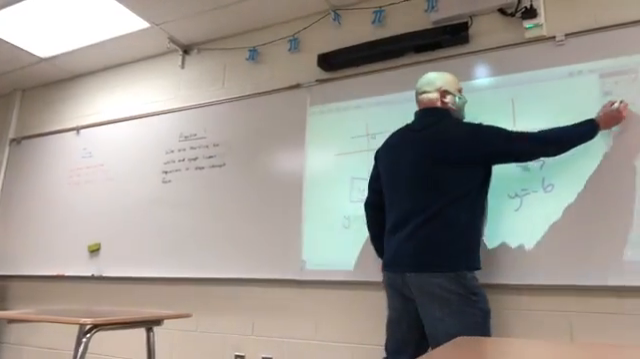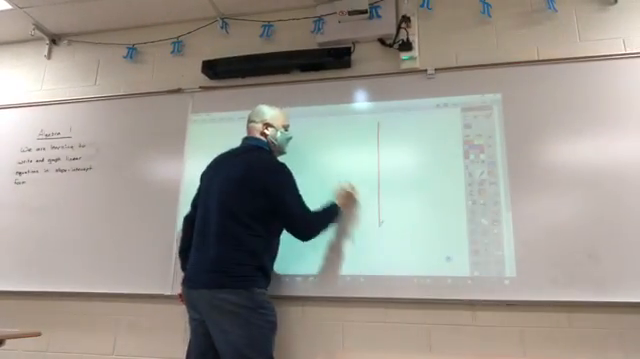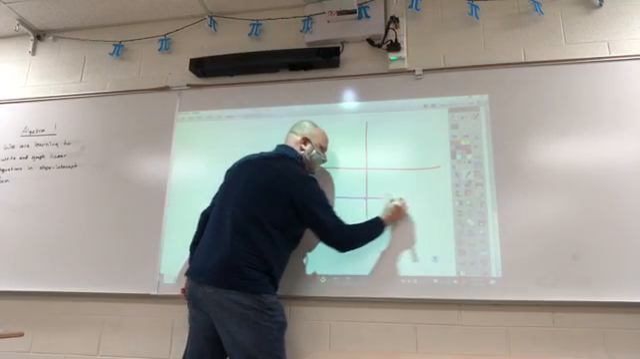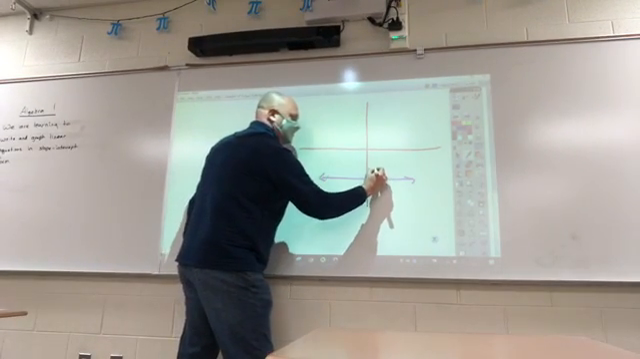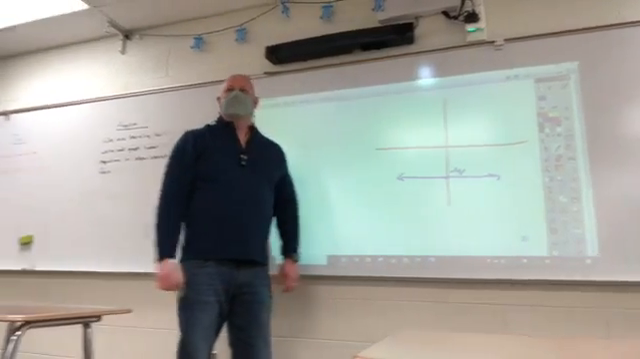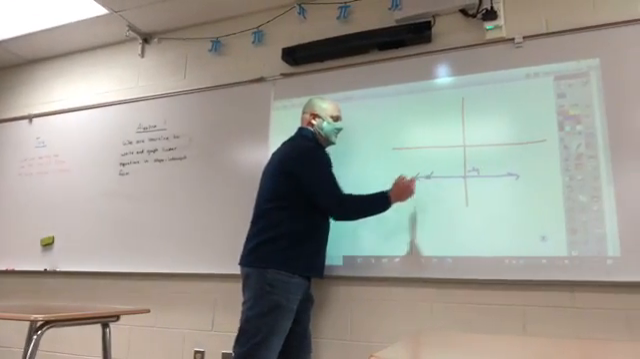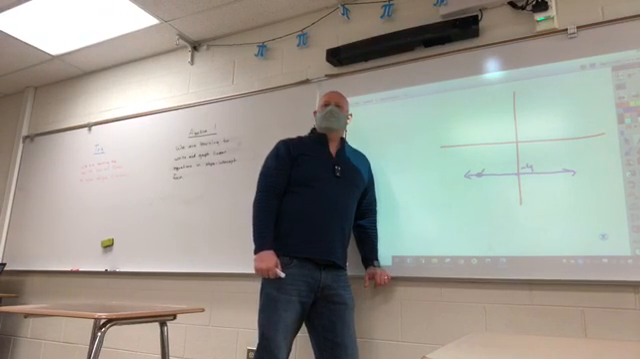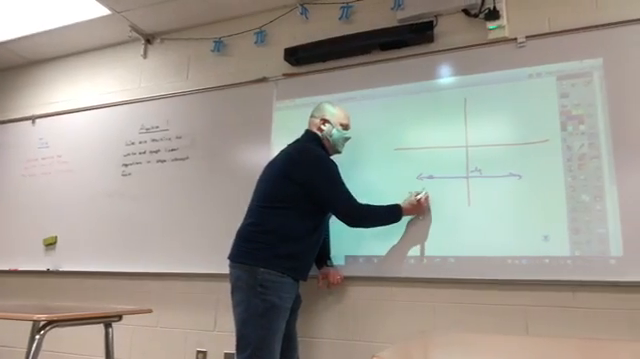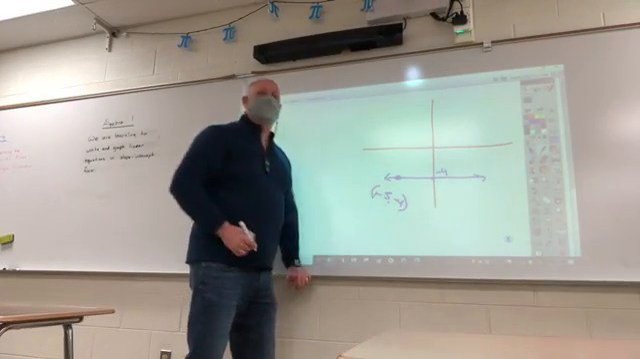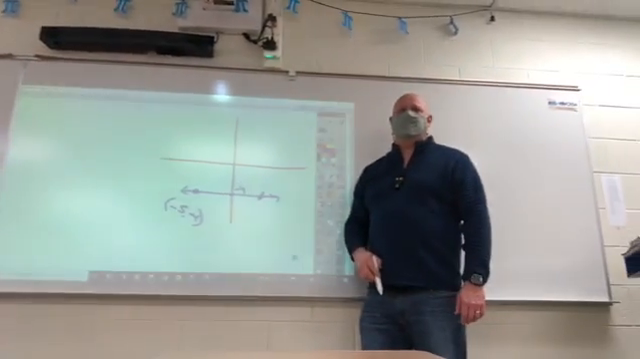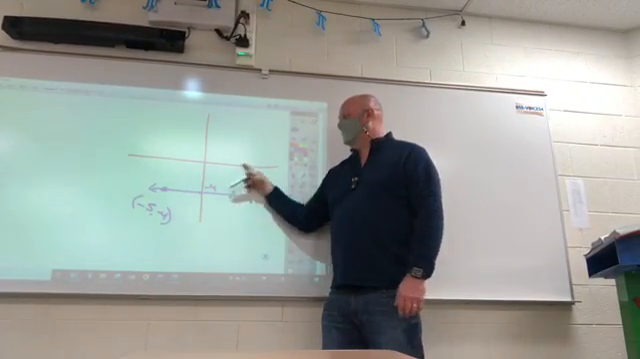If you are given a line that looks like this, and they say that's at negative 4, pick a couple points. What do you think the coordinates of that point right there might be? About negative 5, negative 4, right? What do you think the coordinates of this point might be? Negative 5. No. Careful. Negative 4.